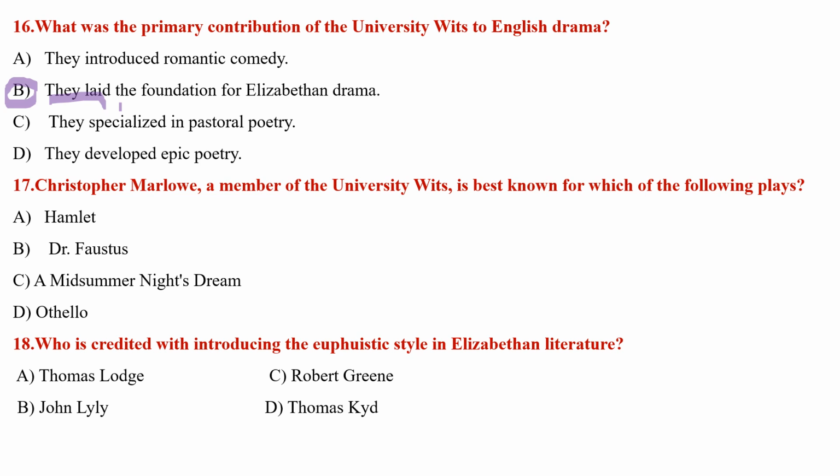So the University Wits, Marlowe, Greene, Nash, Lyly, and others, played a crucial role in shaping Elizabethan drama. So they were pre-Shakespearean dramatists. So let's see question 17.